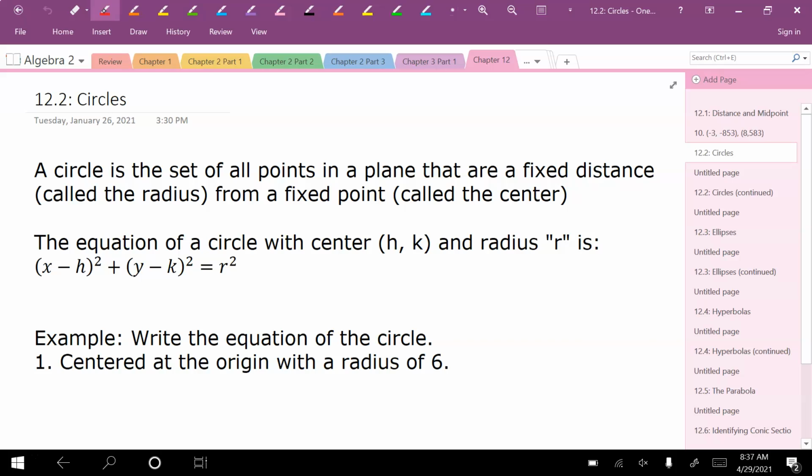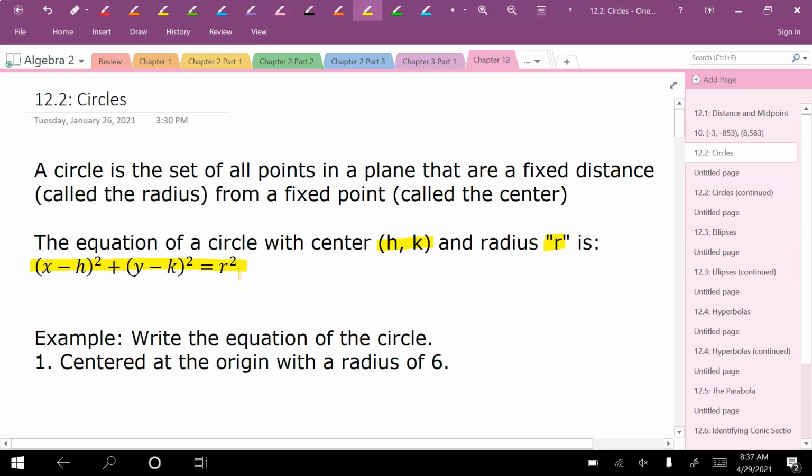When you're looking at the equation of a circle with a center (h, k), that would be the coordinate that they're going to use, but they're going to talk about it as h and k instead of x and y. And then your radius r, this is the equation that we're going to use. We're going to do (x minus h) squared, plus (y minus k) squared, equals your radius squared.